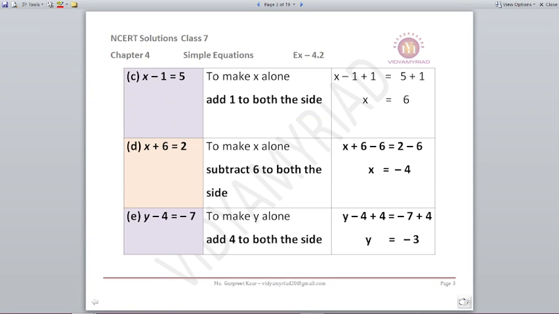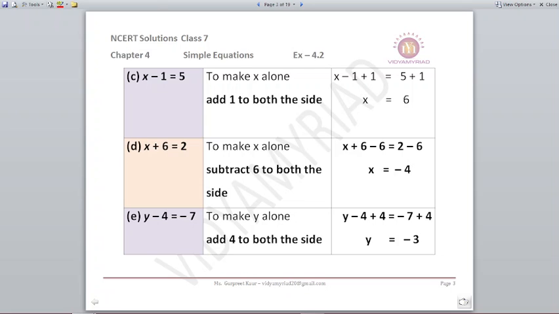Let's do it quickly now. x minus 1 is equal to 5, so it will become x minus 1 plus 1 is equal to 5 plus 1, so x is equal to 6. x plus 6 is equal to 2. So it is now plus 6. I have to do minus 6 on both the sides. So x plus 6 minus 6 is equal to 2 minus 6. x is equal to minus 4.